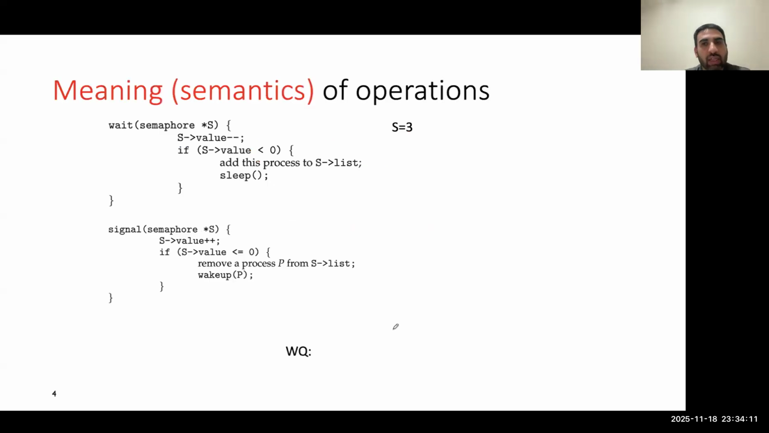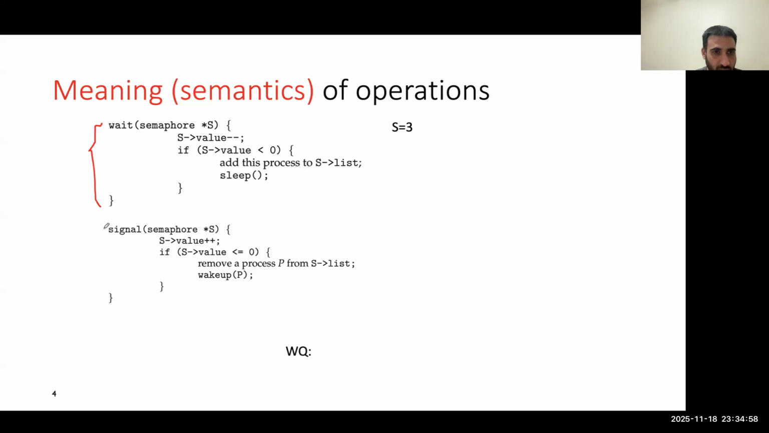So what are the semantics of these operations, wait and signal? The semantics describe how the wait operation works. The details of this operation are shown here. Again, it is not how it is implemented, it is just how it works, right? So when you call the wait operation on a semaphore, the integer value of that semaphore is decremented by one. And after decrementing, if the value becomes less than zero, then the process adds itself to the list of processes which are blocked on that semaphore, right?